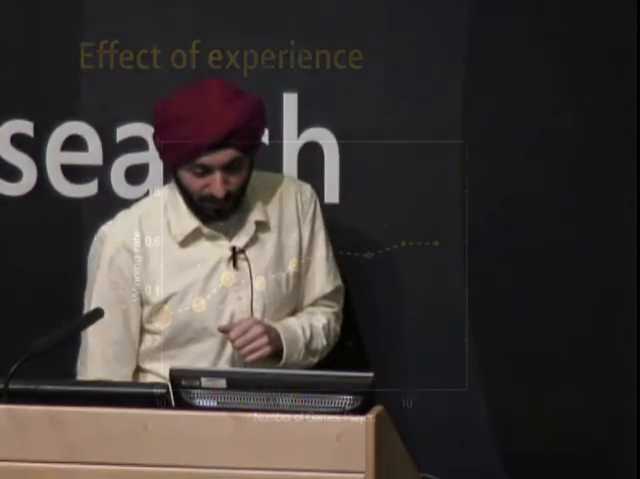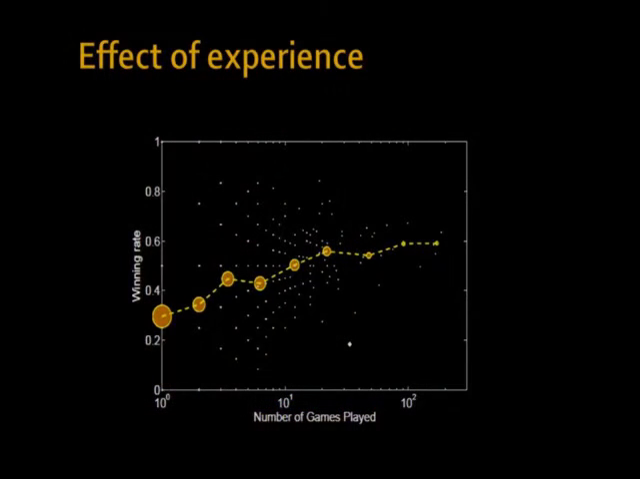So in this case, they knew who they were challenging. They could see the name, they could see the rank, and in this case, they actually knew the person. This person was on their Facebook friend list. And in this case, they didn't know anything. And then you see that there is a significant difference in the winning rate. And this is something which is the effect of experience.